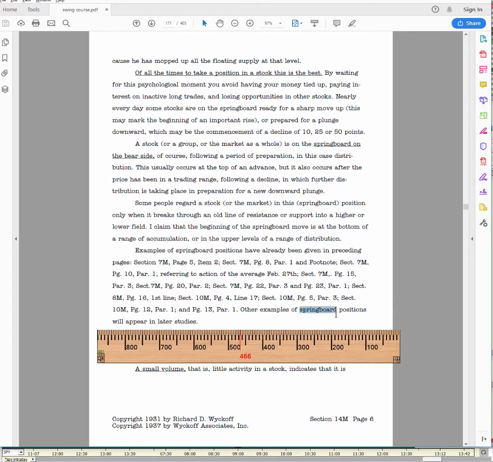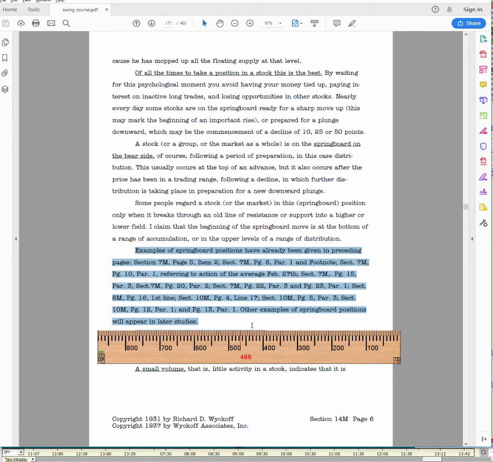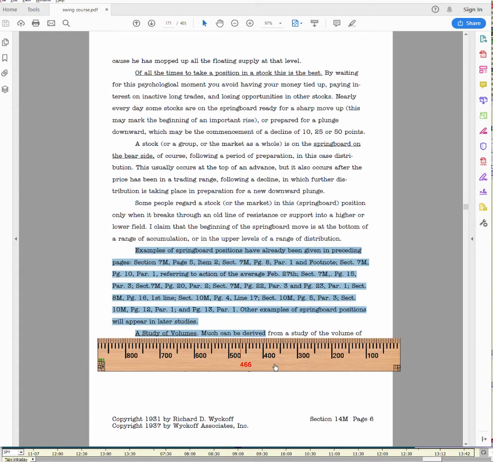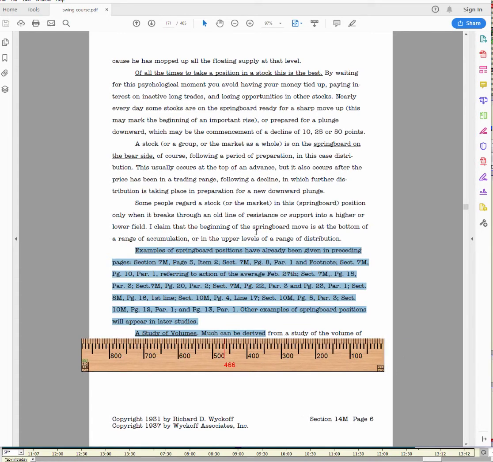So the point here is, study springboards. That's the point. So you can trade springboards. And he says that every day there's some stock on a springboard. So we'll see how to get them.